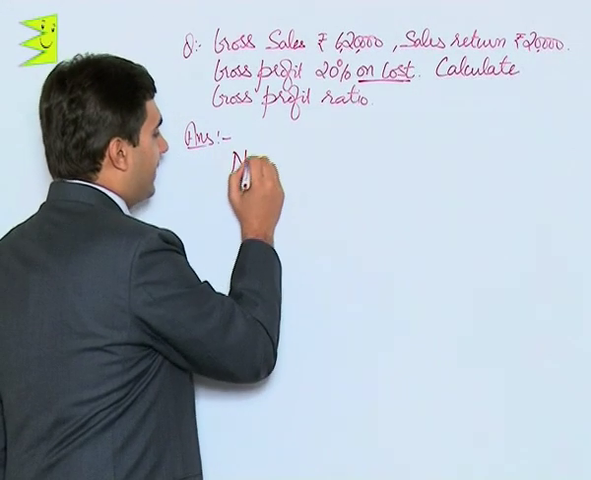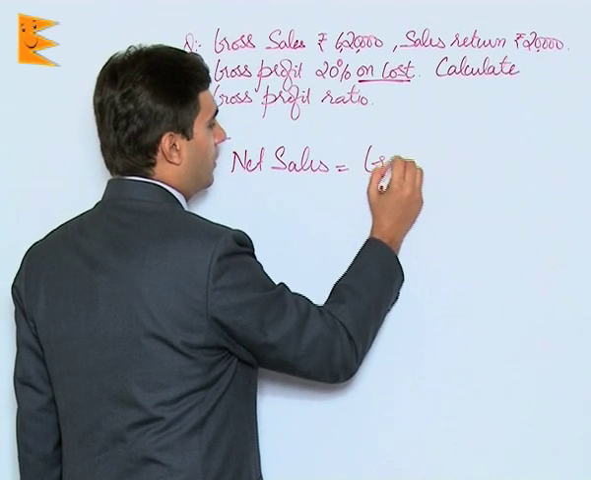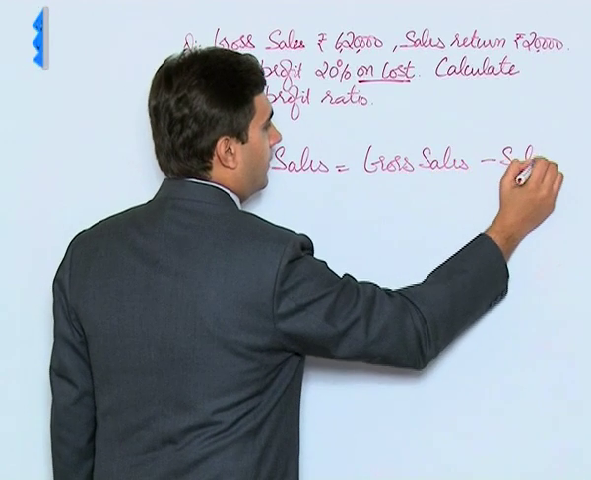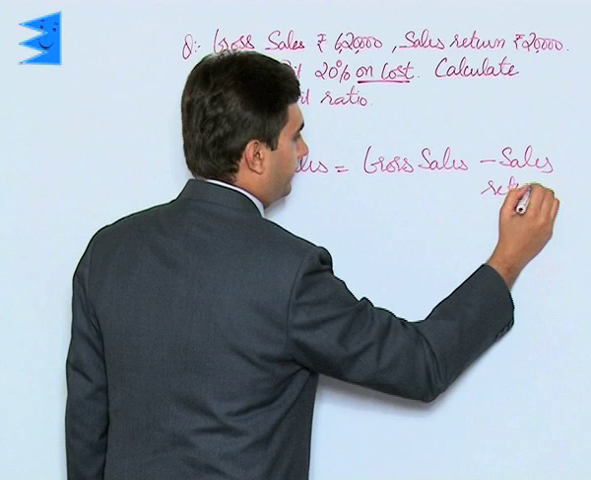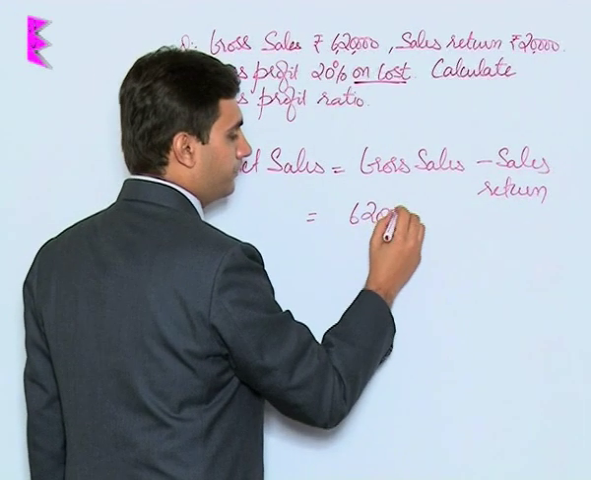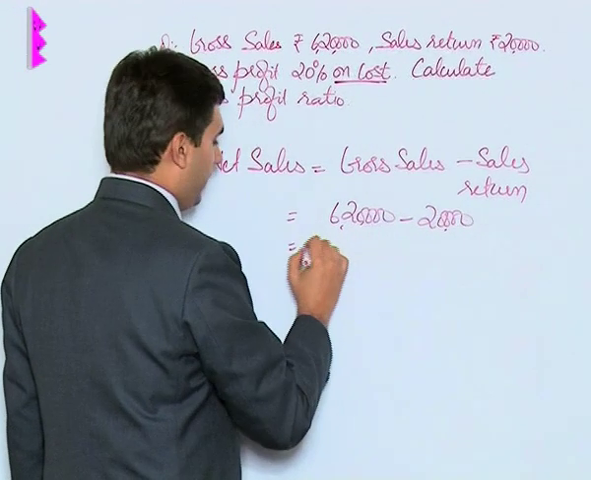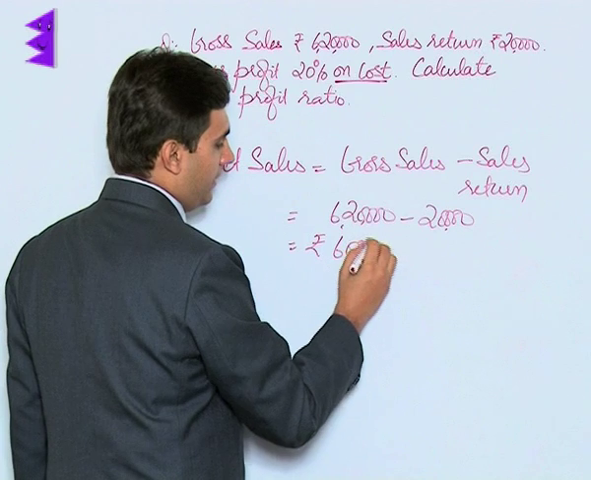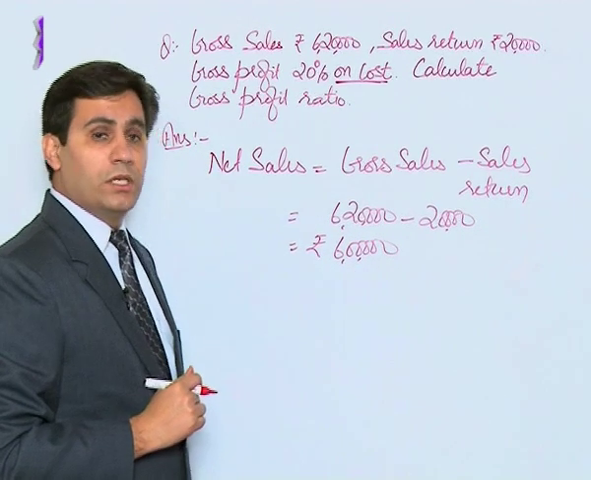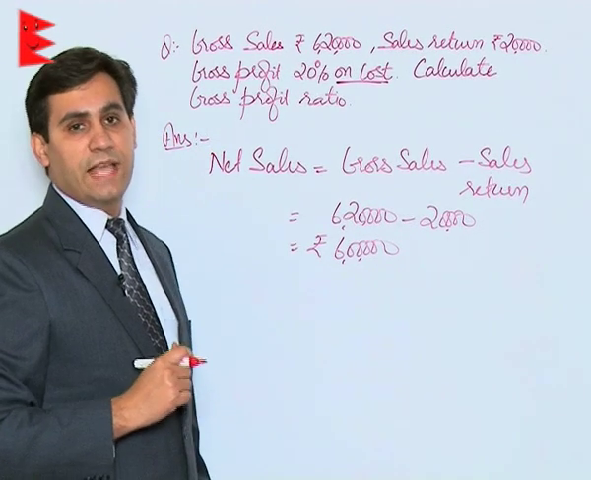Let us calculate net sales first. Net sales are equal to gross sales minus sales return, which is equal to 6,20,000 minus sales return of 20,000. That means net sales are rupees 6 lakhs. So based on this information, we can say that the net sales for this particular business are rupees 6 lakhs.